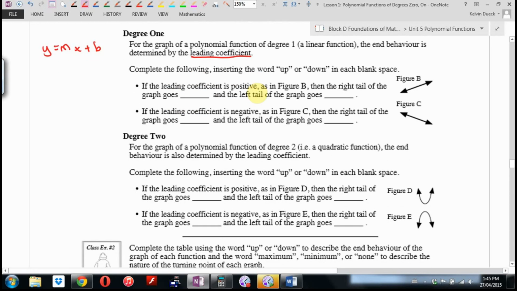It says, complete the following, inserting the word up or down in each blank space. If the leading coefficient is positive, if that number right there is positive, then the right tail of the graph goes up, and the left tail goes down, and we call that a positive slope. But I'm giving you a slightly different way to think about it. If the leading coefficient is negative, then the right tail of the graph goes down. Left tail of the graph goes up.